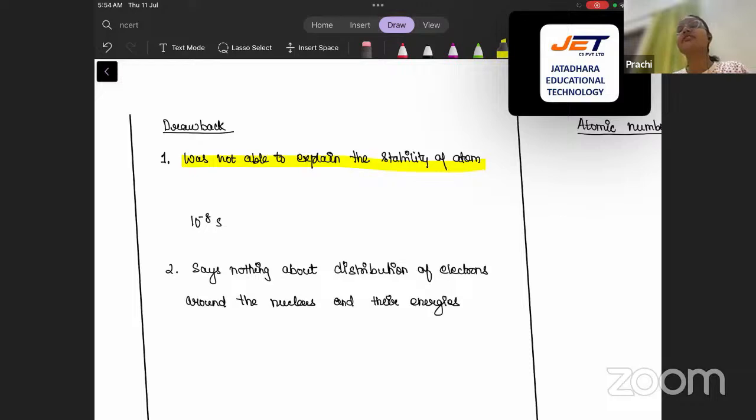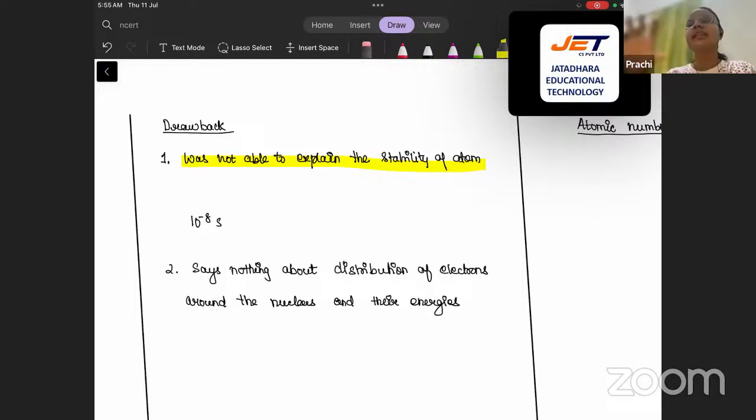How do I know that? If a charged particle is moving in a circular motion around the nucleus, it will lose energy. This was given by Maxwell. What he said is that if any charged particle is moving in a circular path, it will constantly emit radiation. And if it is emitting radiation, that means it will lose energy.